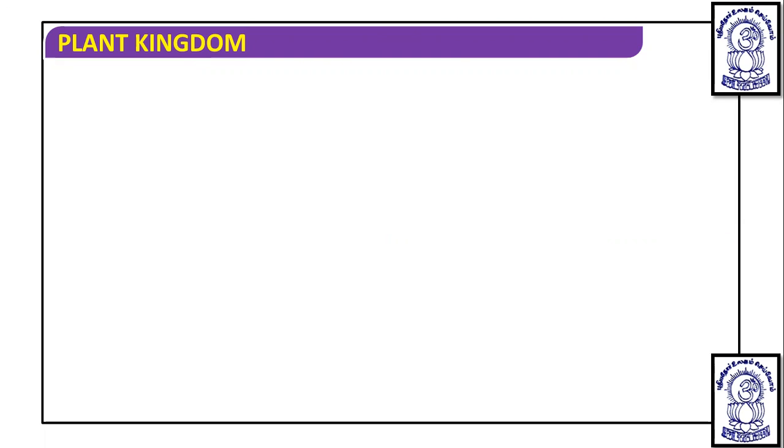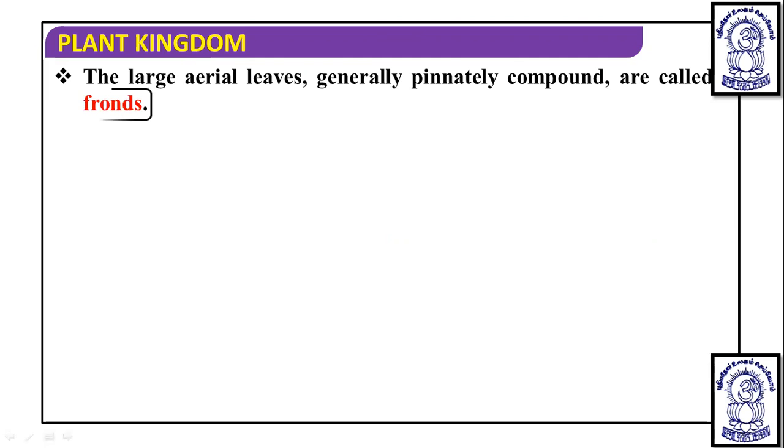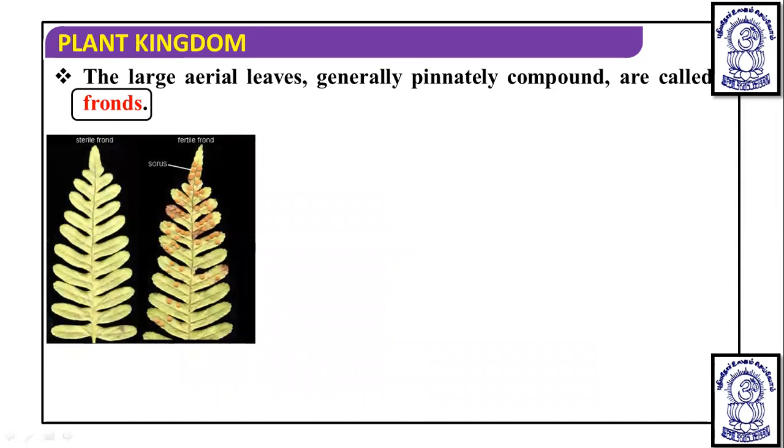Apart from this, dear student, the large aerial leaves found in this last group, which are generally pinnately compound, are called fronds. So fronds are the large leaves or megaphylls found in ferns or Pteropsida. You can see on the fern in this diagram that the sorus is present. If sorus is present, it has the ability to produce spores, so it is a fertile frond. But this is a sterile frond, as it does not have sorus.